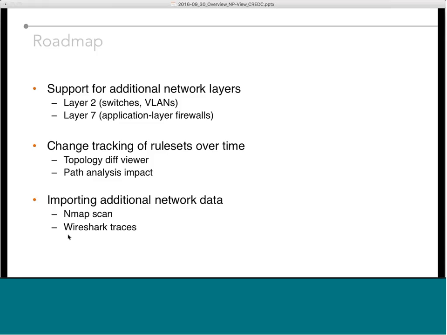as well as being able to import network traces from sniffers such as Wireshark or tcpdump, where you can extract the hosts that are communicating through the trace, augment the map inside NPView, and also validate the path analysis that the NPView simulation engine provided with the actual paths that were recorded on the wire by your sniffing tool.